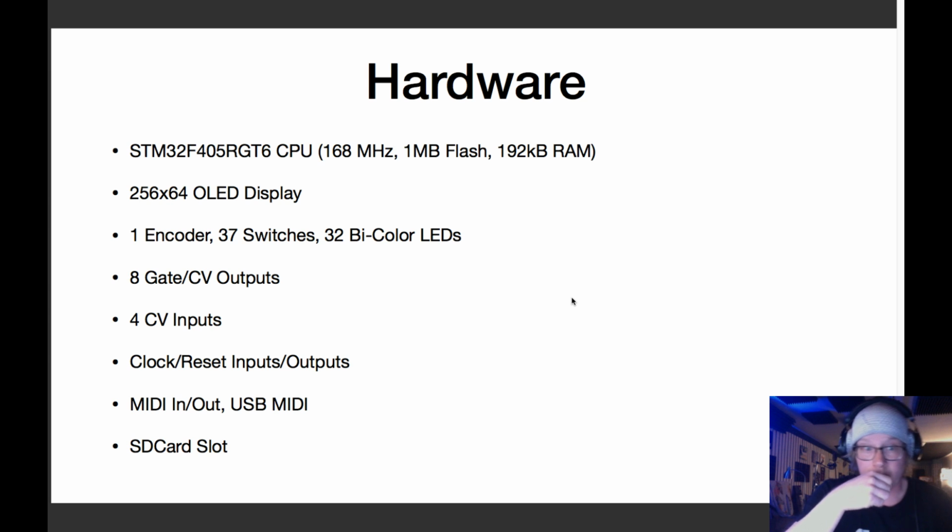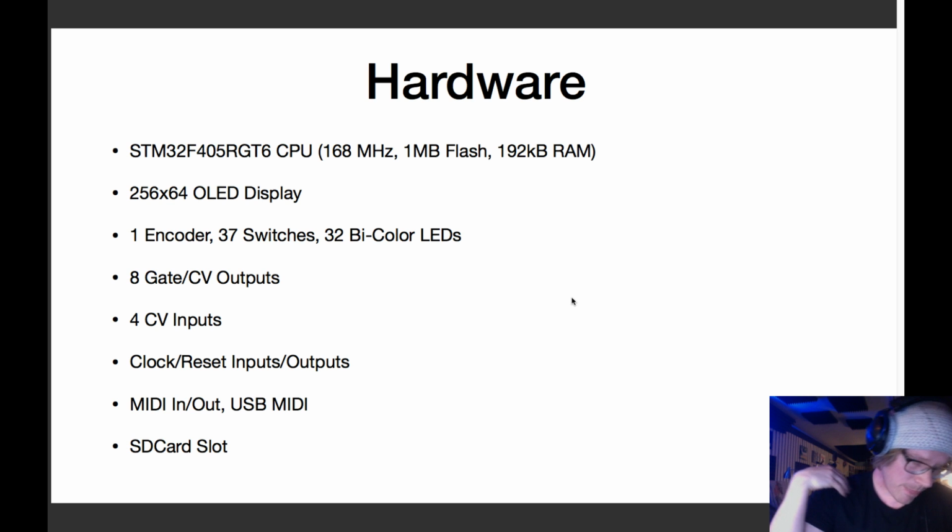Then I have one encoder with a push button to navigate. There are 37 switches, and 32 of those have bicolor LEDs. There are 8 gate CV outputs. The CV outputs are using, I'm not sure, a 14-bit or 16-bit DAC. 4 CV inputs, 12-bit resolution, and clock and reset inputs and outputs.